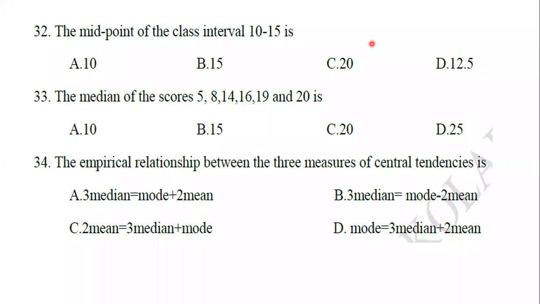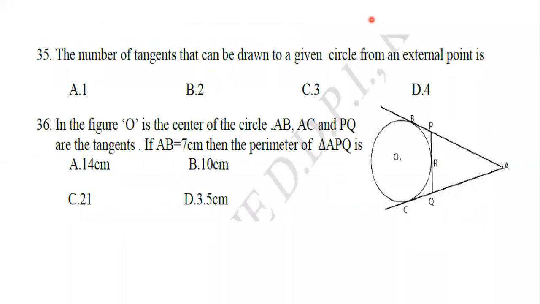Next, 35th sum. The number of tangents that can be drawn to a given circle from an external point is dash. External point. This is a circle and this is an external point. How many tangents you can draw? Only 2 tangents you can draw. Which option is right? Option B is correct.